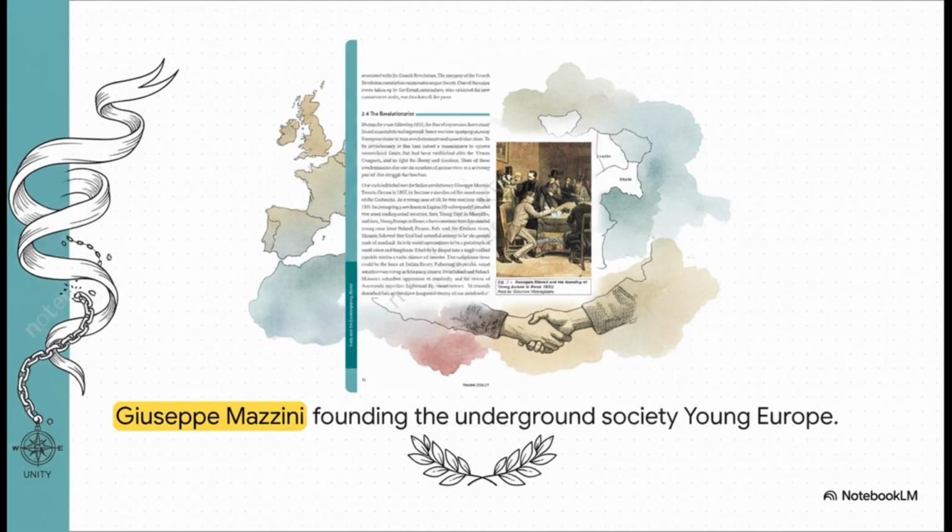Mazzini believed with his whole heart that God had intended nations to be the natural units of mankind. Italy, he argued, could absolutely not remain a patchwork of small states. It had to be forged into a single, unified republic.